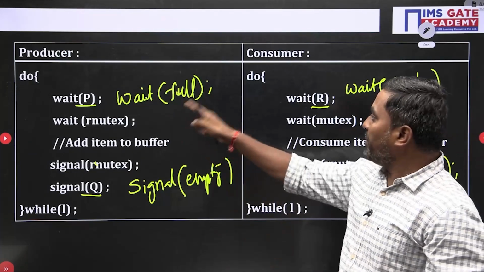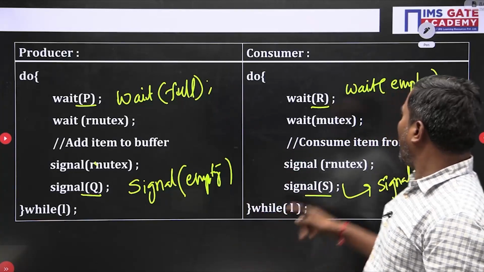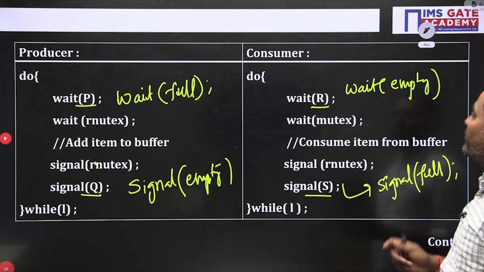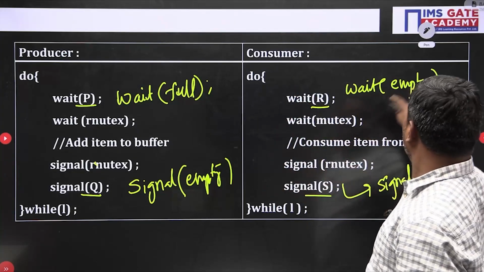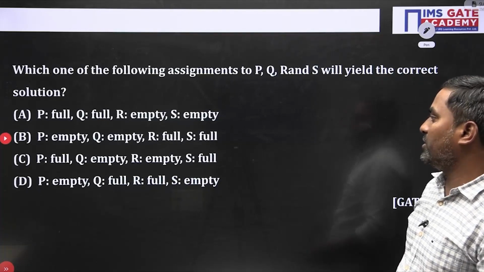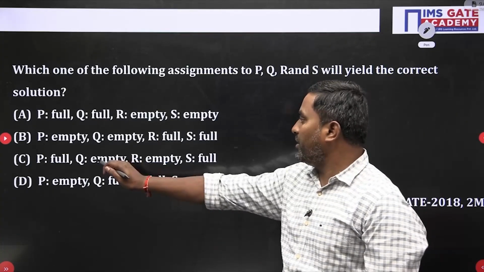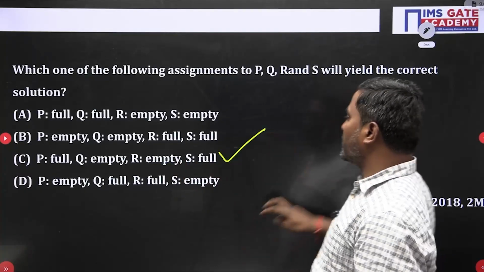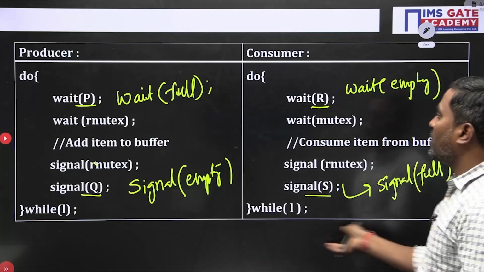So in case of P it is full, Q is empty, R is empty, and S is full. So full empty, empty full, full empty, empty full. Which option is matching? In case of P full, then empty, here empty and full. So option C is matching. Option C is matching. This way you can answer.